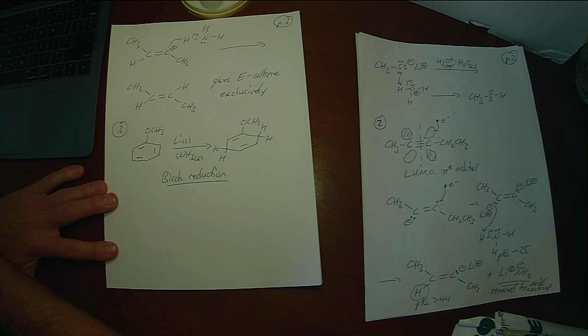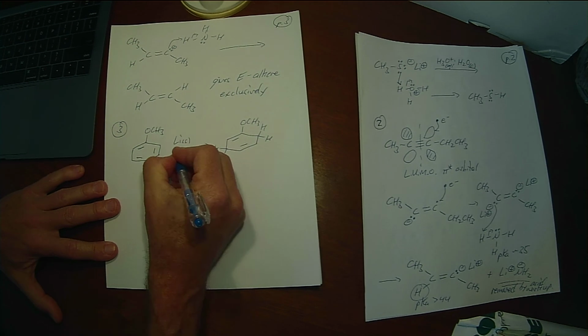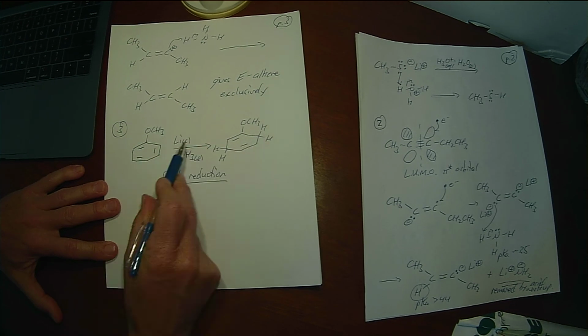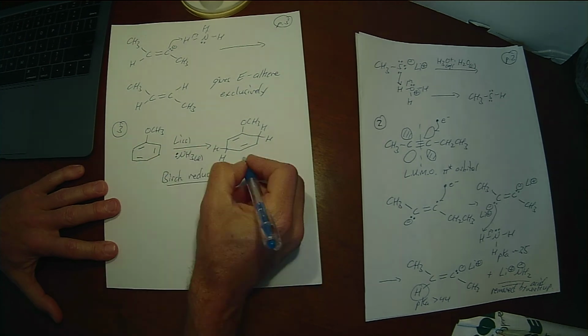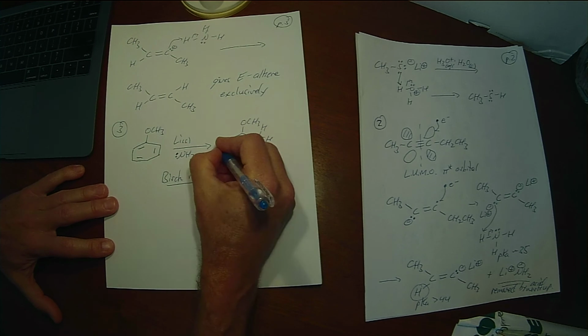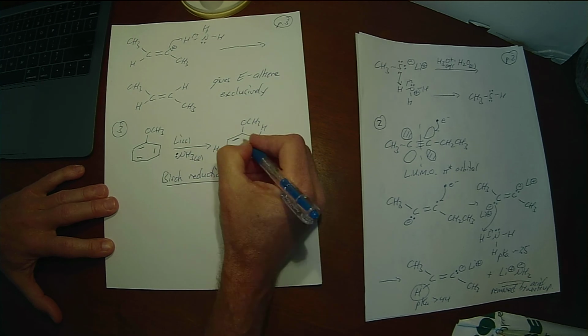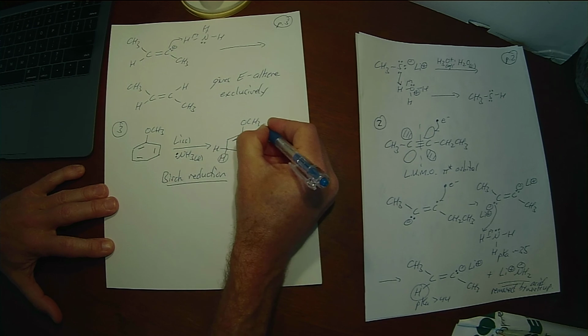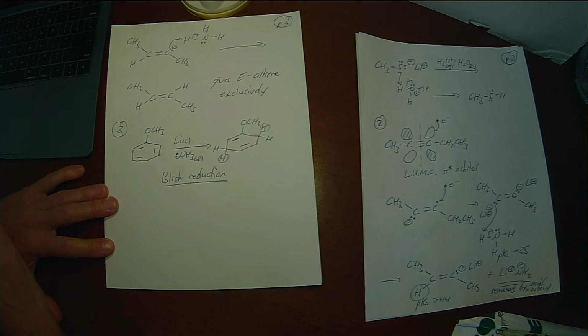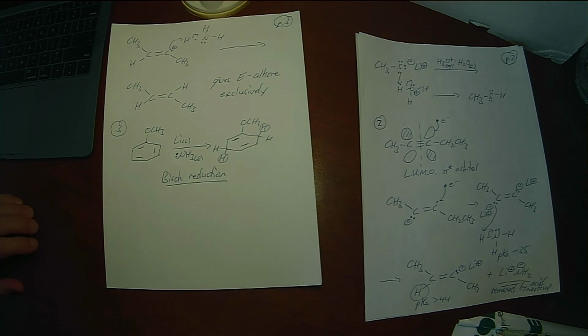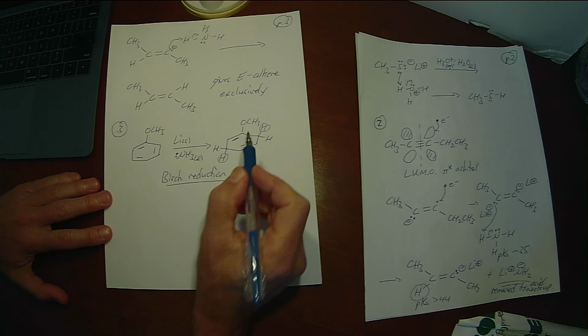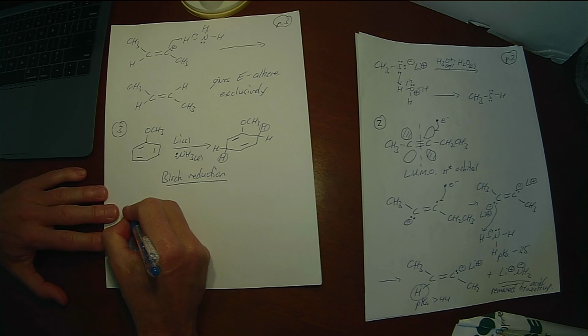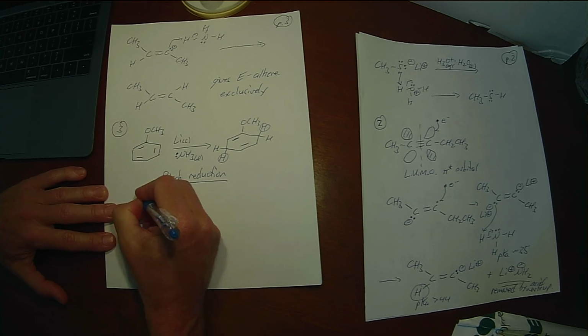So the question I'm going to ask you is, can you imagine how this dissolving metal reduction might accomplish the transformation I just showed, where we have two hydrogens? We basically added hydrogen in a 1,4 sense across the double bond. And it actually gives this product in particular. The product that it gives depends on what's actually attached.